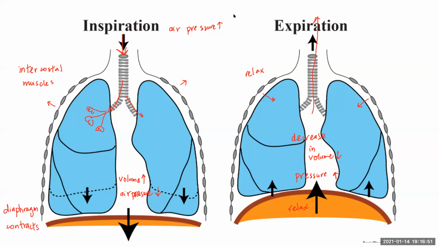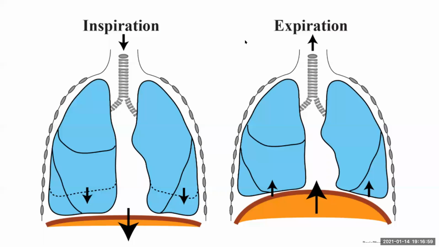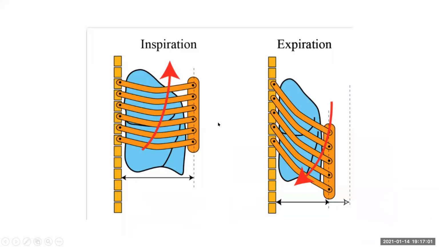Now, if we were looking at it from the side, this is your lungs, this is your rib cage. When you inspire, when you breathe in, your ribs move up and your diaphragm is flattened. When you expire, when you breathe out, your rib cage moves down and your diaphragm curves. So this makes the whole area smaller, squeezing the lungs.